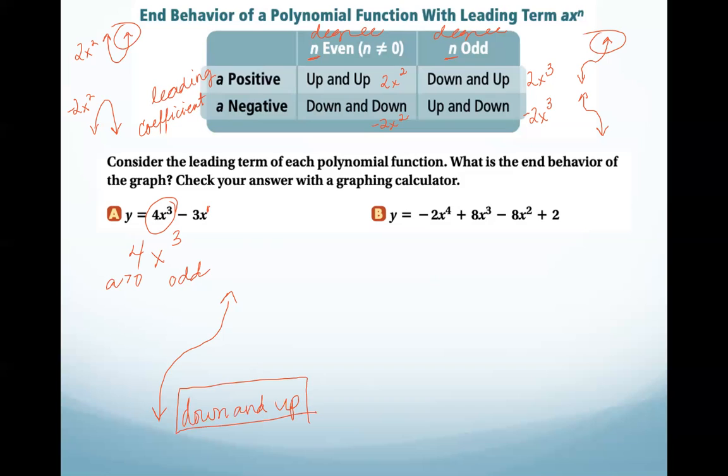Try part B. First thing is to find the leading term. That's exponent of 0, 2, 3, and 4. 4 is the biggest. So we have negative 2x to the fourth. Our leading coefficient is negative, and this is even. The way I like to think about that, if it's negative, that means right side down. And it's even, so they're both going to go the same direction. So this is going to be down and down.